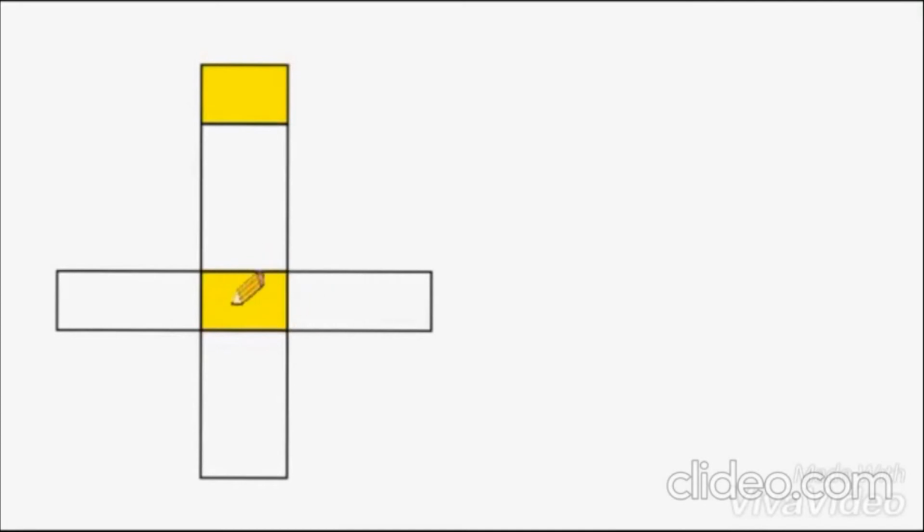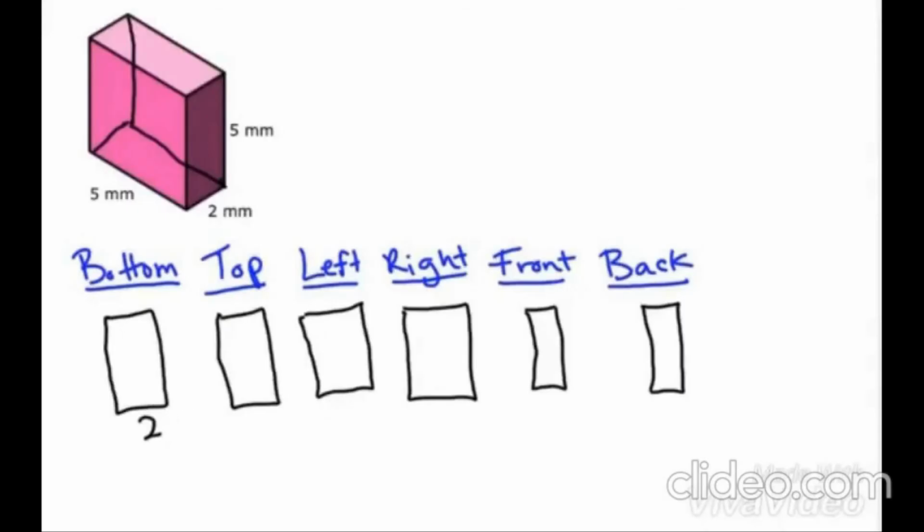So if we know the area of this rectangle, we automatically know the area of its congruent rectangle. And if we know the area of this rectangle, then we know the area of this rectangle. Of course, those two rectangles are congruent as well. Let's divide the rectangular prism into 6 parts: bottom, top, left, right, front, and back.